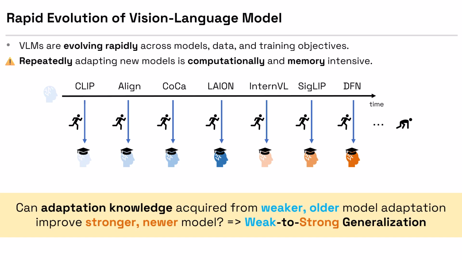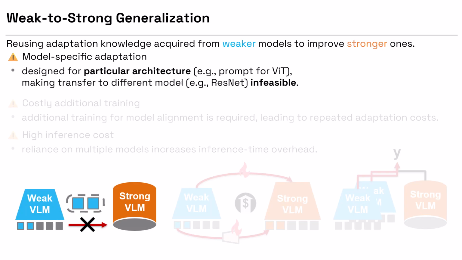This leads to a natural question: can adaptation knowledge learned from weaker earlier models be reused to improve stronger newer ones? This idea forms the basis of weak-to-strong generalization. In this work, we tackle three fundamental limitations that existing adaptation methods face in weak-to-strong generalization.